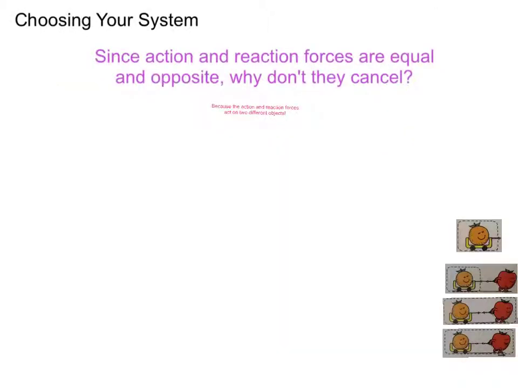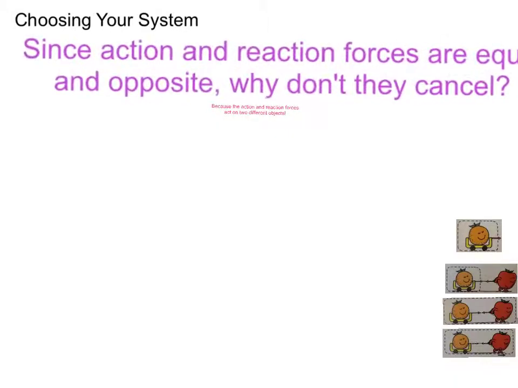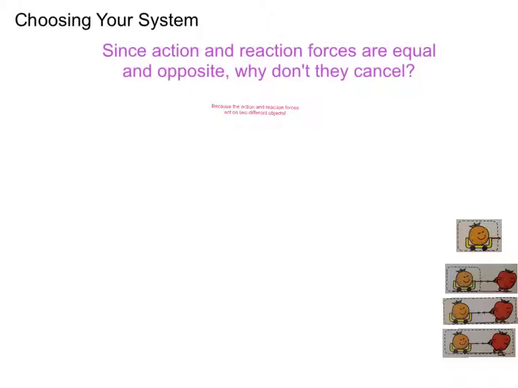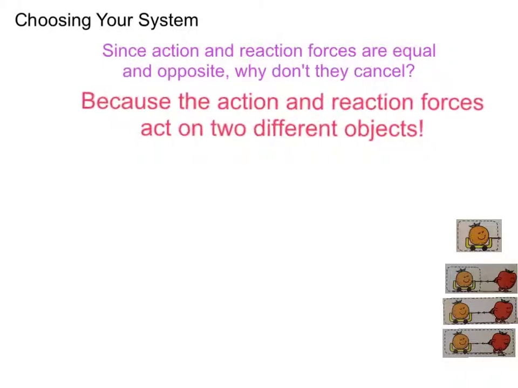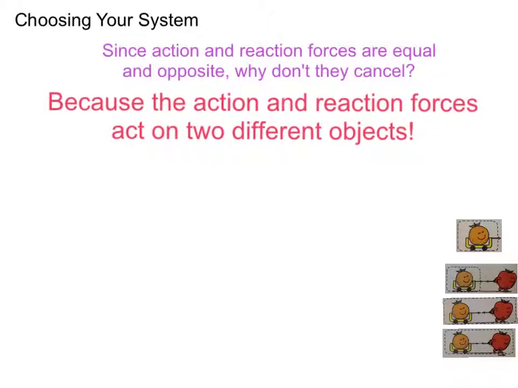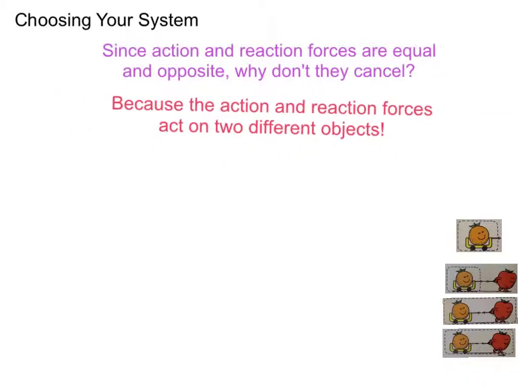An interesting question often arises at this point in learning about Newton's third law. That question is, since action and reaction forces are equal and opposite, why don't they cancel to zero? The answer to this question is because the action and reaction forces act on two different objects. So here's how this works.